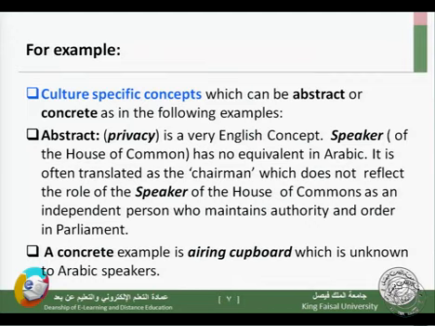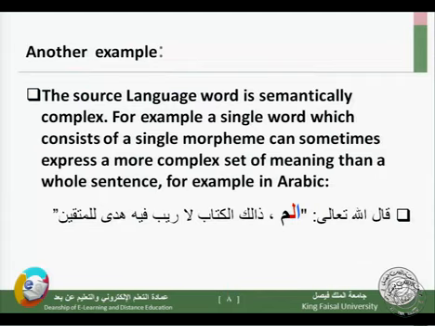How would you translate this? This is a concrete concept, so I leave it to you again. Okay, this is one example. Another example: when the source language word is semantically complex, very difficult at word level. A single word, which consists of a single morpheme, can sometimes express a more complex set of meaning than a whole sentence, for example, in Arabic.